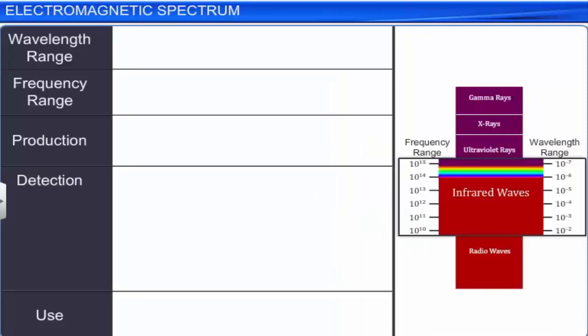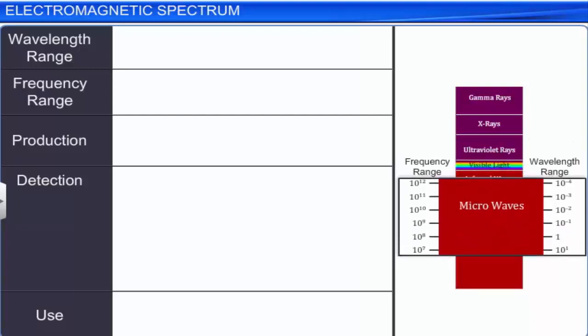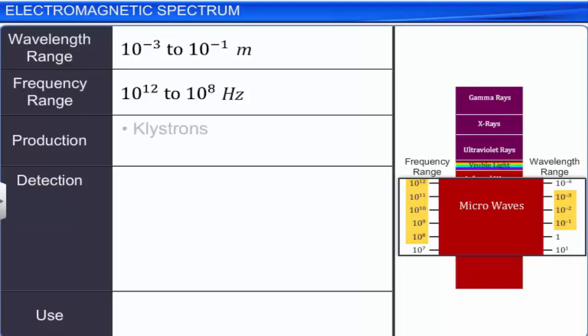Now, let us discuss the next kind of electromagnetic waves, that is, microwaves. Wavelength of microwaves is in the range of about 10 power minus 3 meters to 10 power minus 1 meter. Frequency of microwaves is in the range of 10 power 12 hertz to 10 power 8 hertz. Microwaves can be produced by klystrons, magnetrons and gun diodes. These waves can be detected by point contact diodes.